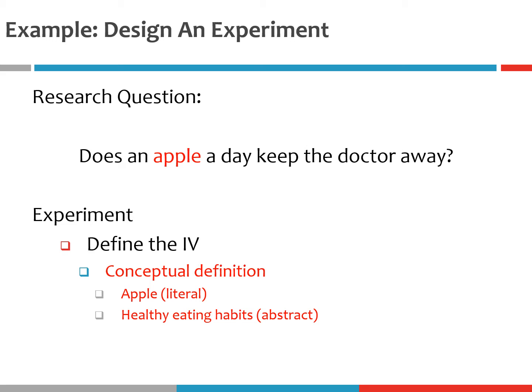But we could also be much more abstract, right? So we could think of apple as being a symbol, if you will, for healthy eating habits, right? So simply having a diet that includes fruit and vegetables in it, for example. Okay, so those are two potential approaches, either a literal approach to the research question or maybe something more abstract.